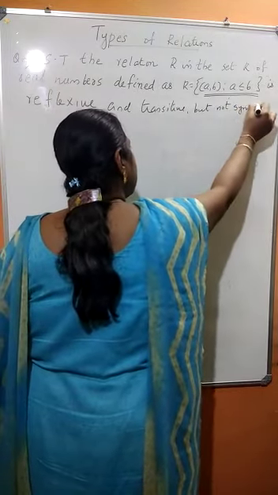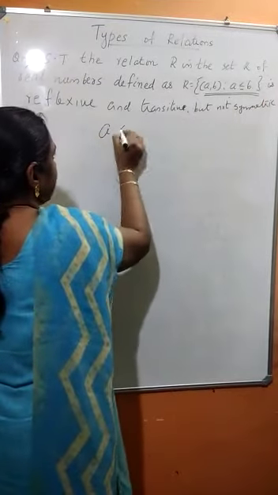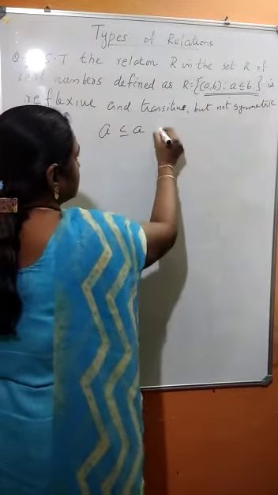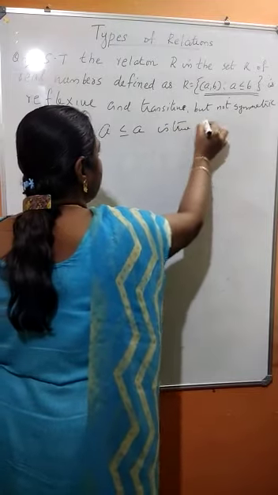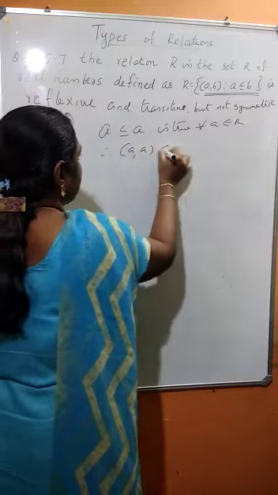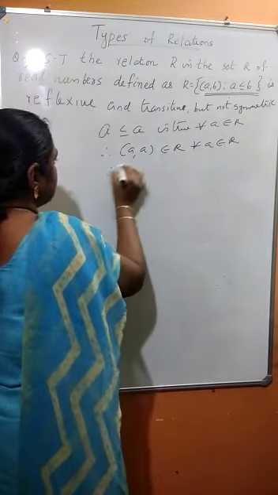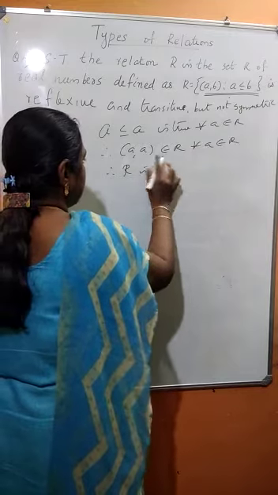So here for proving reflexive, we have to write the logical proof. Can we write a is less than or equal to a? This is true for every a belonging to R. So we can say that (a, a) belongs to R for every a belonging to the set of real numbers. So R is reflexive.